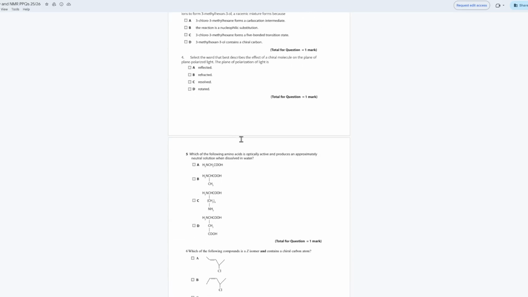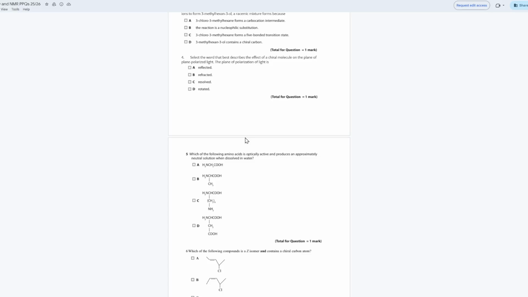Okay, question 4. Select the word that best describes the effect of a chiral molecule on the plane of polarized light. The plane of polarized light is rotated. D. That's quite an easy one.